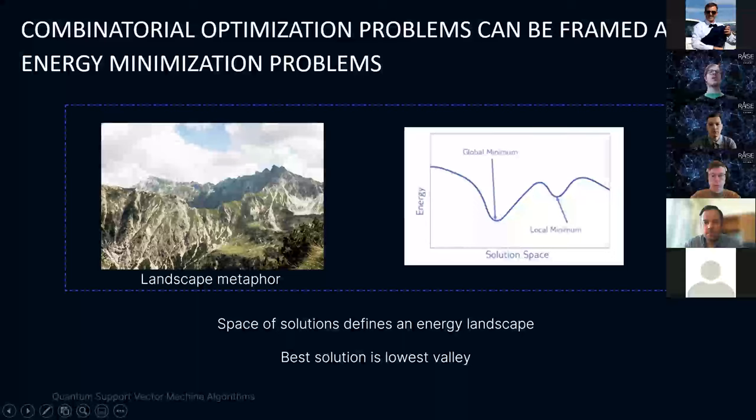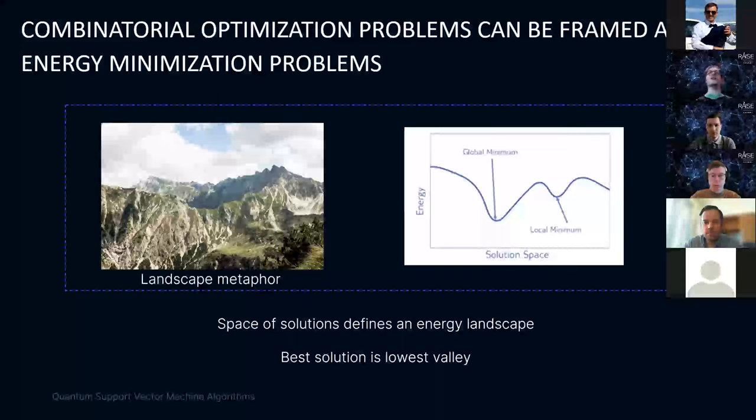So for example, going on, to point out the combinatorial optimization problem, we express it with the analogy of energy minimization problems, because as we can see, for each solution in the solution space, for each configuration of the variables which corresponds to a solution, we can associate an energy level, which can be expressed as the height of a landscape.